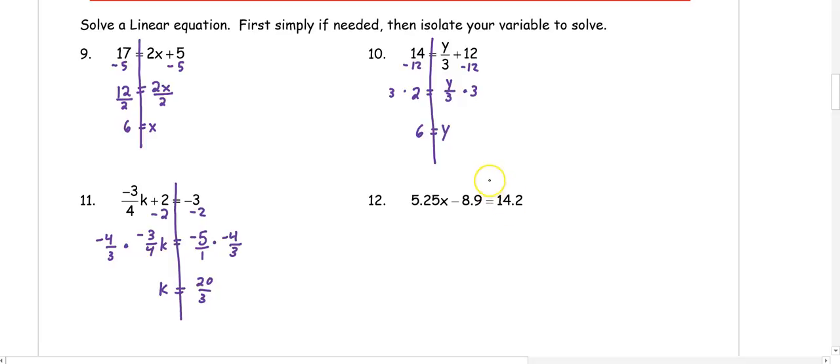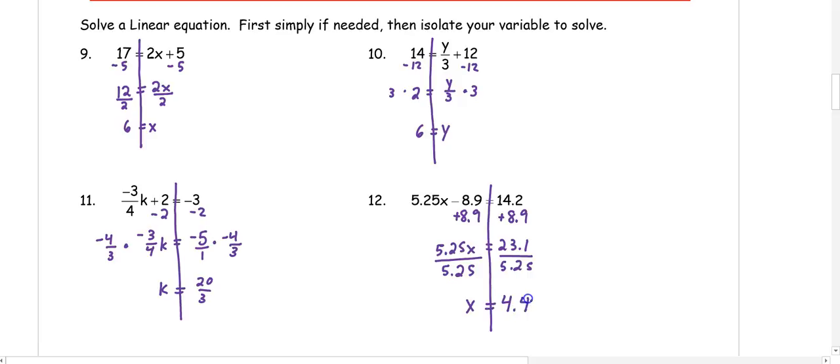Number 12 is decimals, but we're still following the same steps. So 5.25x minus 8.9 equals 14.2. My first step in this case, because something was being subtracted, is to add 8.9 to both sides. So I get 5.25x equals 23.1. Then to solve for x, I'm going to divide both sides by 5.25 because x was being multiplied. And we get x equals 4.4.